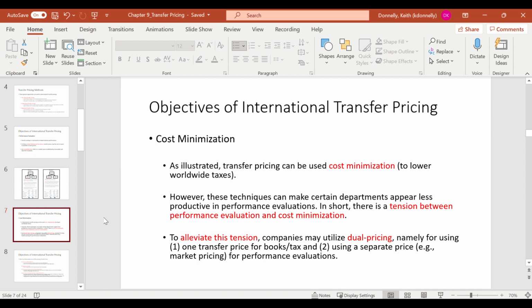One thing you can do to get the best of both worlds here is dual pricing. That is to say, set one price for your books and tax, take advantage of that low tax rate in Taiwan, and then for purposes of performance evaluation, use a different price, maybe use a market price, right? So then we can get a fair evaluation of how company B is really doing.